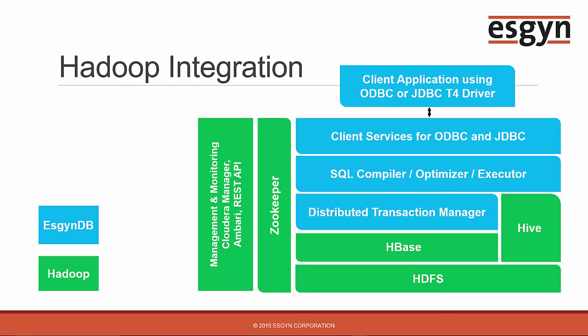Then on top of that, we have client services for ODBC and JDBC. Apache Trafodion supports its own wire protocol that can talk to off-platform ODBC clients or off-platform JDBC Type 4 clients. A JDBC Type 2 driver is also supported, and that runs on platform.